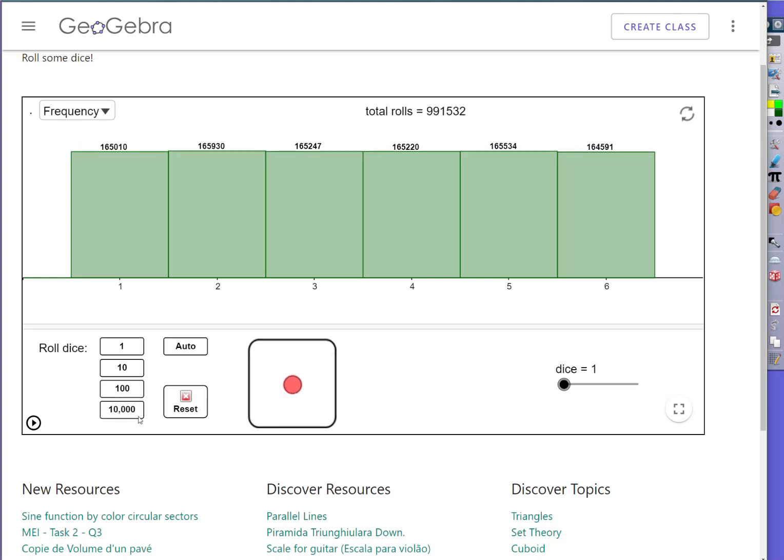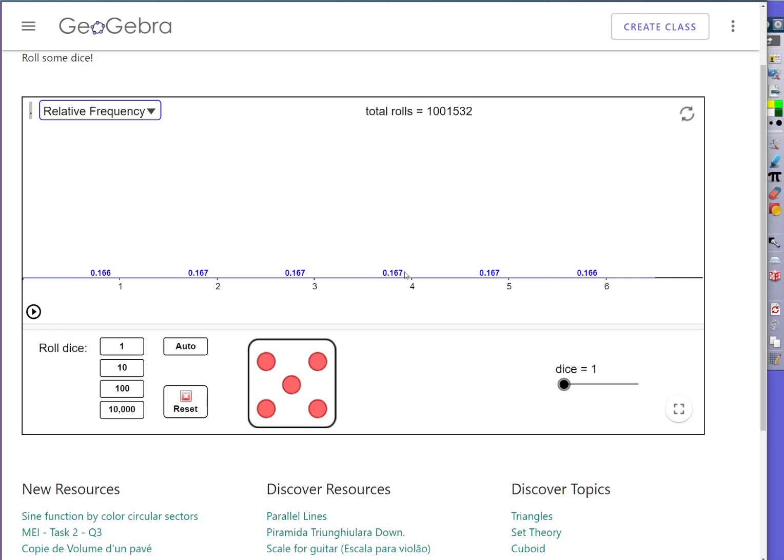A million's a nice number we can just take it out of. So you can see now they're almost essentially the same. 166,000, 167,000. They've all kind of evened out. And if we go over to this, we can even convert into percentages really quick. These are decimals, so you can think of this as 16.6%, 16.7%, 16.7%. They've all evened out with a ton of rolls.